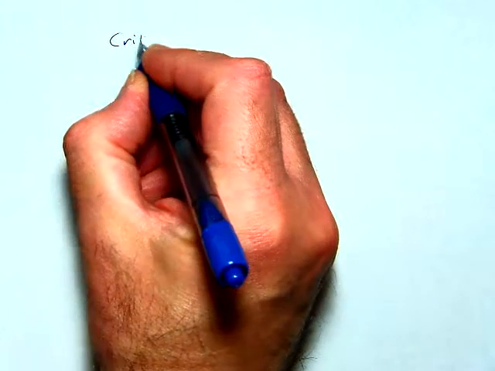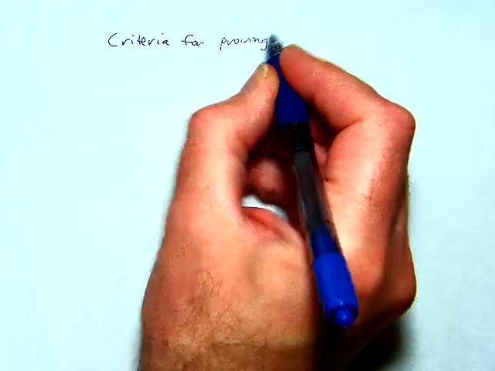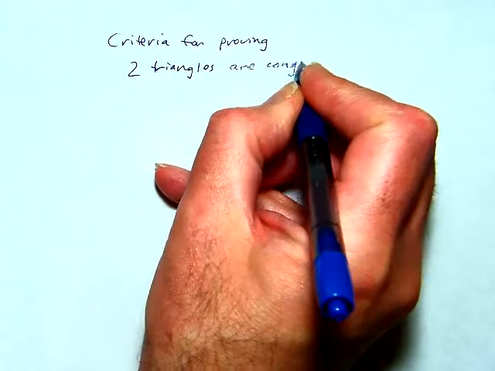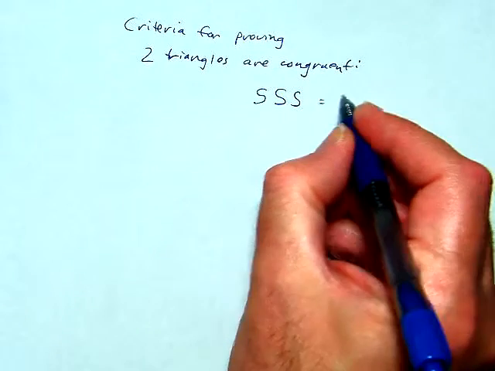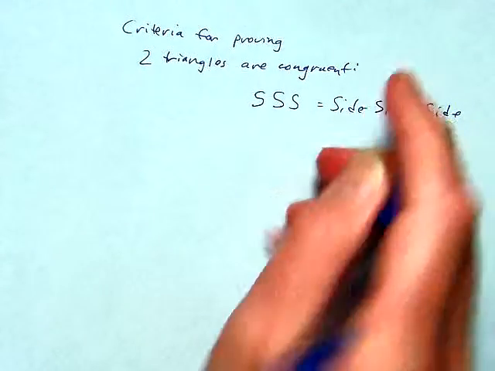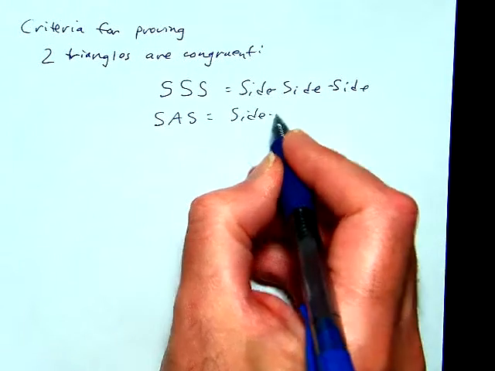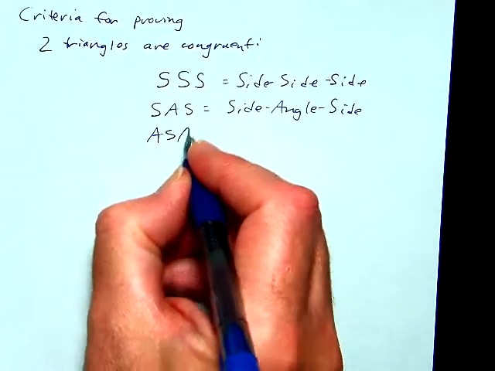So let's take a moment to review some of what we've learned so far. We've learned that there are certain criteria for proving two triangles are congruent. One of them is side, side, side. One of them is side, angle, side. And another one is angle, side, angle.